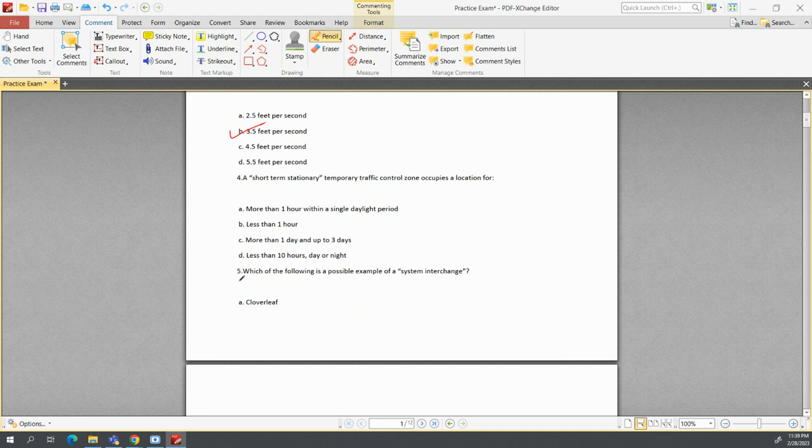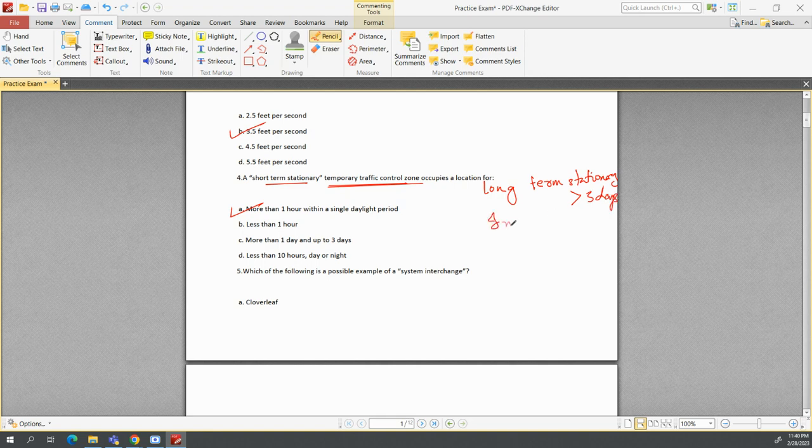So a short-term stationary temporary traffic control zone occupies a location for how much? What will be the answer? It will be more than 1 hour within a single daylight period. So that is short-term stationary. So basically, what are the types? I hope you remember all the types, because in this problem it came as short-term stationary, but there are many types, like long-term stationary, which is more than 3 days, right? That is greater than 3 days.